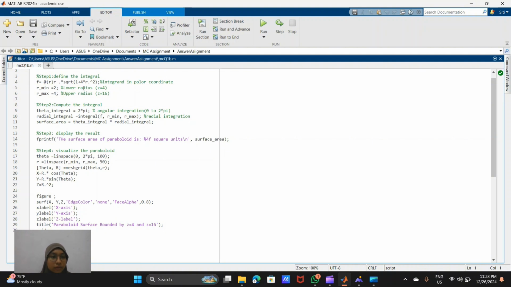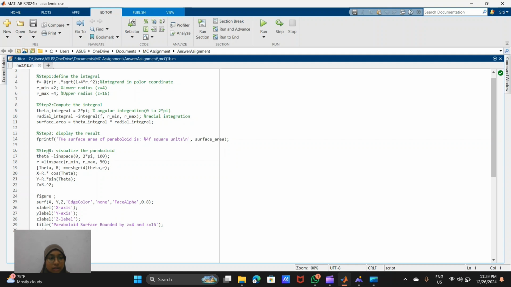So the first step is define the integral. We need to define the R minimum, R maximum, and F equal to the integral in polar coordinates. And step 2 is we compute the integral. So here are the theta integral 0 until 2 pi, and the radial integration. I already commented beside that. And then this is the formula for the surface area. And then step 3, we need to display the result, the surface area of the paraboloid.